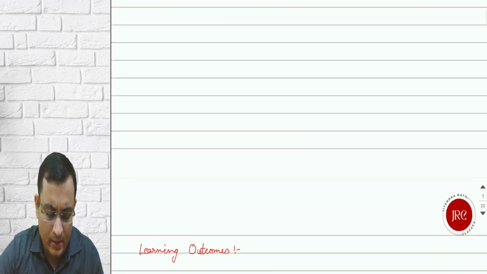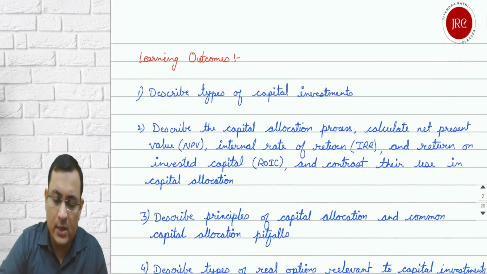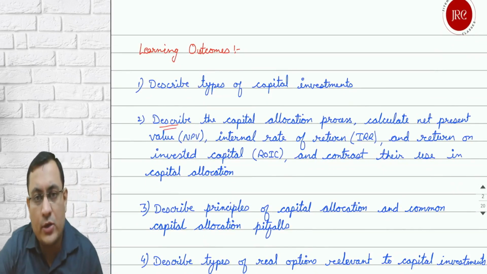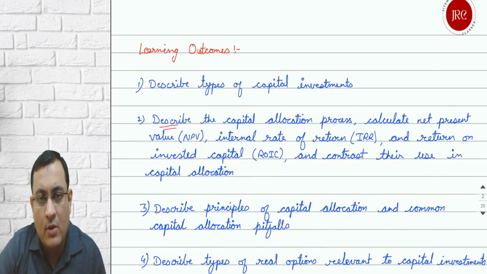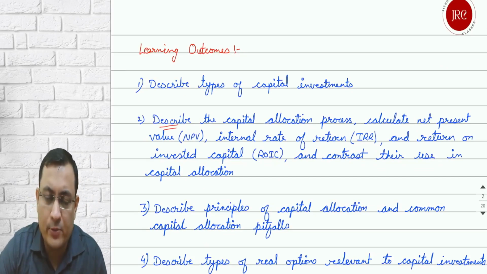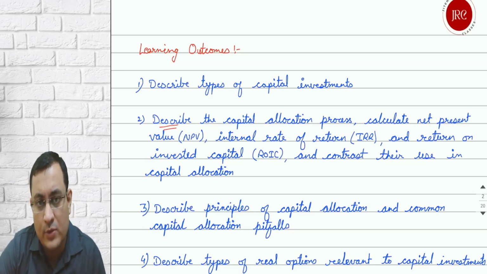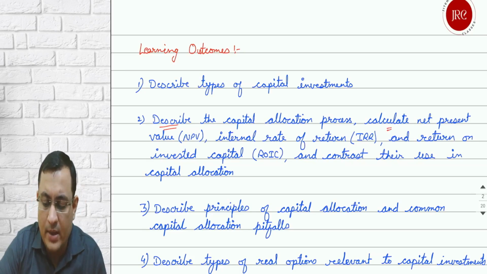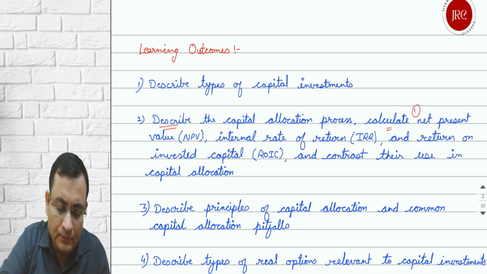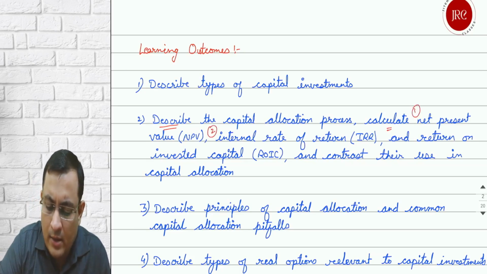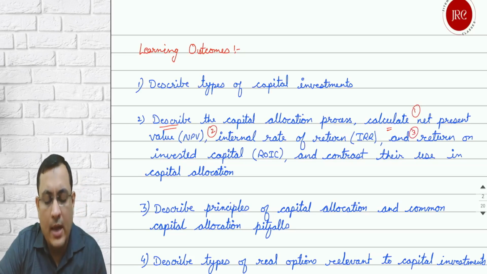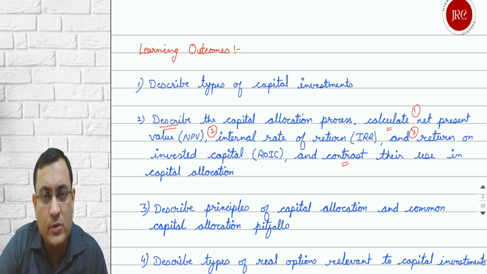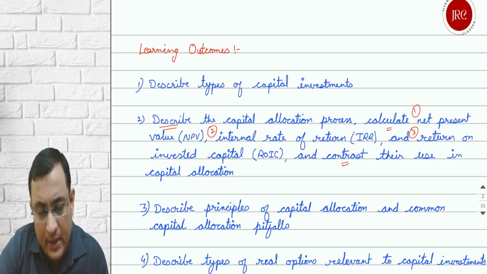I'm targeting here LOS 2, which says: number 1, describe the capital allocation process. So first of all, we have to describe what this process is and what the steps of this process are. Number 2, calculate, meaning numerical calculation will be there, NPV, IRR and ROIC. And the last part is to contrast their use in the capital allocation process. So we have to compare these three methods.